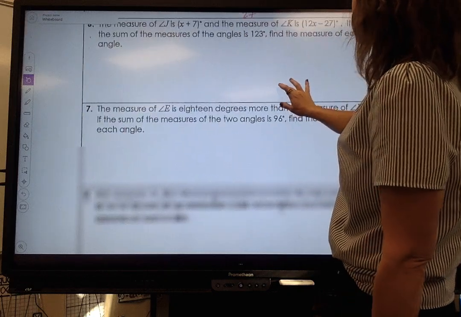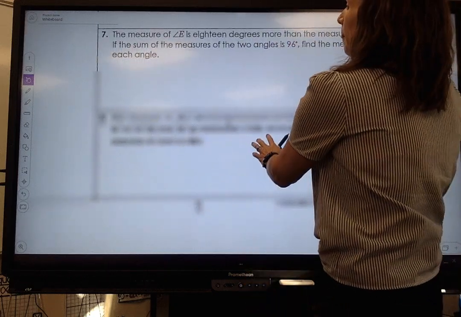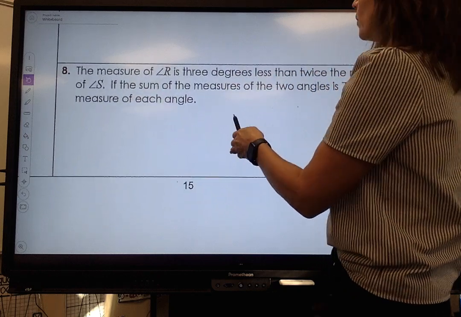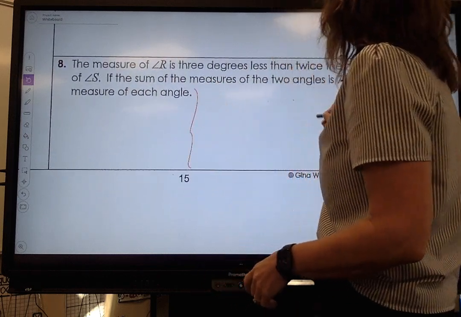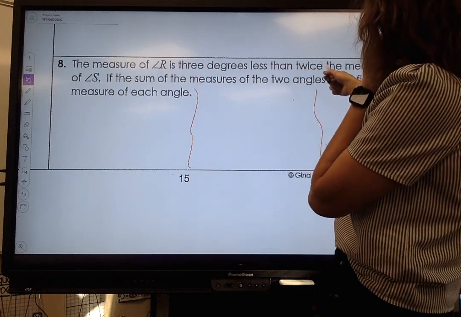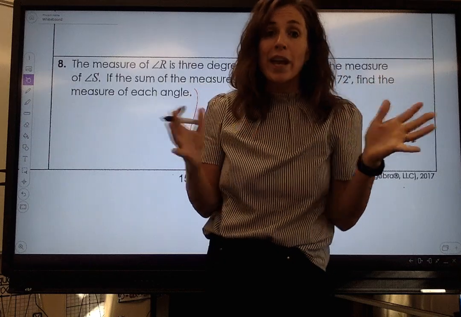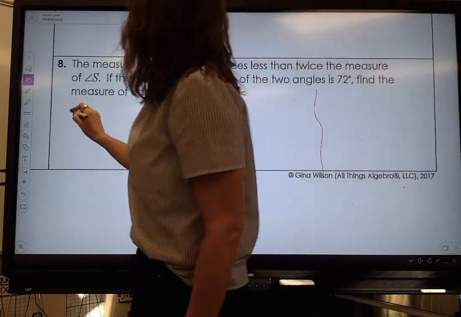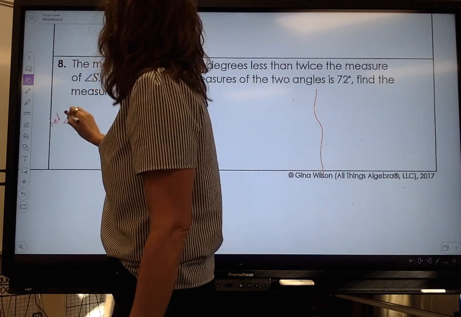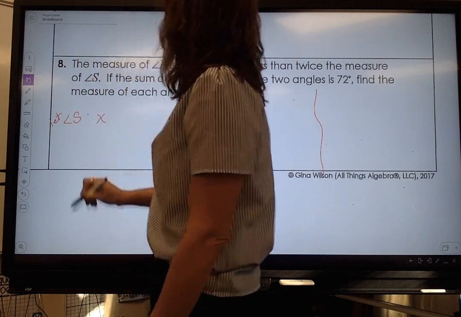I love these. You know I love these. Okay. So remember when we do word problems how we divide into 3 sections? And it says the measure of angle R is 3 degrees less than twice the measure of angle S. Which angle is not being talked about? Angle S. So I'm going to let angle S be x.